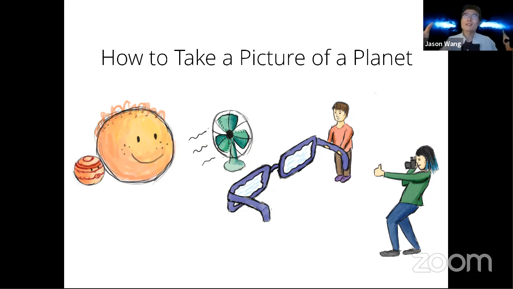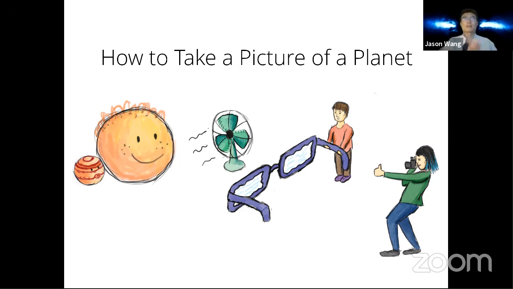So after we have these glasses, we still need to block out the bright glare of the star. Like I said, the star is very bright. It's generally about 100,000 times brighter than any planet that we know. We use a very sophisticated optical system, which I've here depicted as a thumb. I'll talk a little bit more about this thumb, but we call it a coronagraph, and this coronagraph blocks out the starlight.